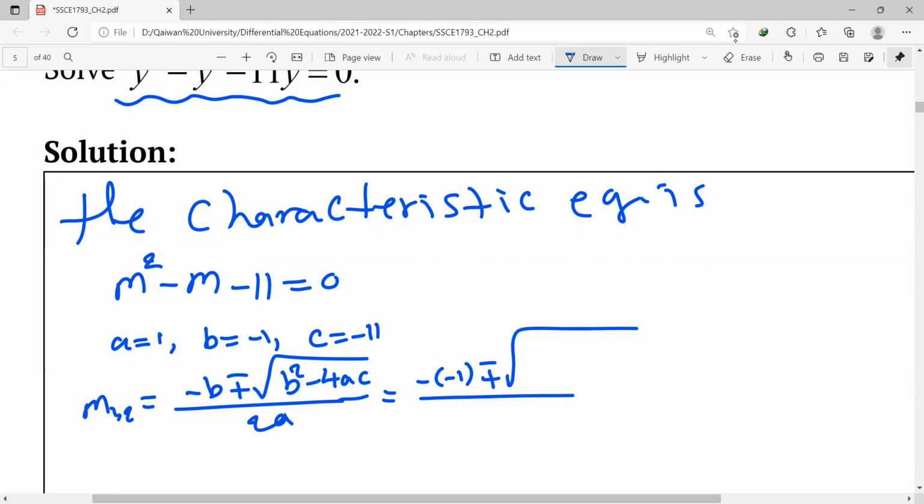That's minus b plus minus square root of b squared, which means minus 1 squared, minus 4 times a times c. What's a? a is 1. Times c, which is negative 11. All dividing by 2a, 2 times 1.